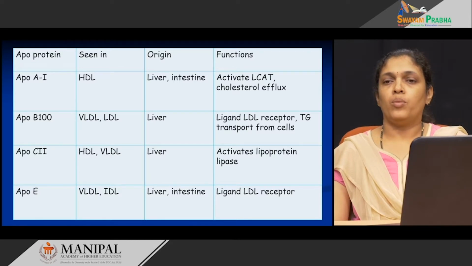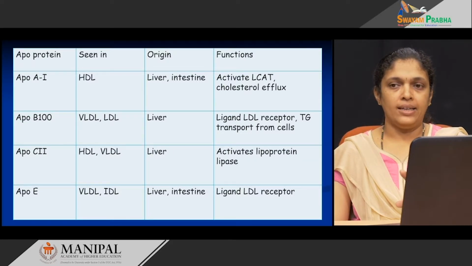Moving on to the next apoprotein, that is ApoB100. This is the foremost important apoprotein which is a part of LDL and also VLDL. Again, it is synthesized in the liver, and its function is that apart from carrying the lipid, it is acting as a ligand for the LDL receptor. It also favors the transfer of cholesterol to the various cells.